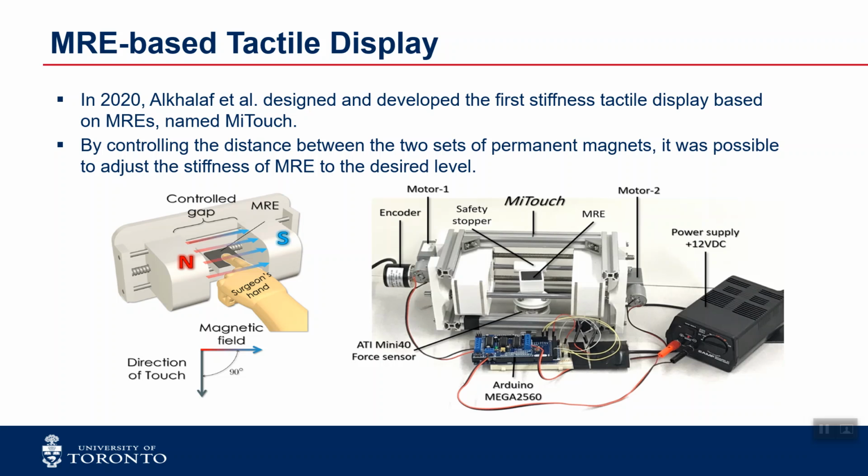By controlling the distance between two sets of permanent magnets, it was possible to adjust the stiffness of MRE to the desired level. As you can see, there are two magnets. By changing the distance between these two, the stiffness of the MRE can be controlled in real time and can be adjusted to the stiffness of the tissue in the patient's body.